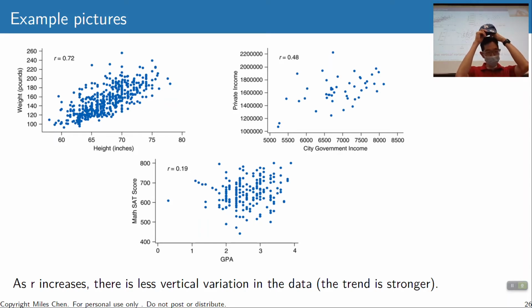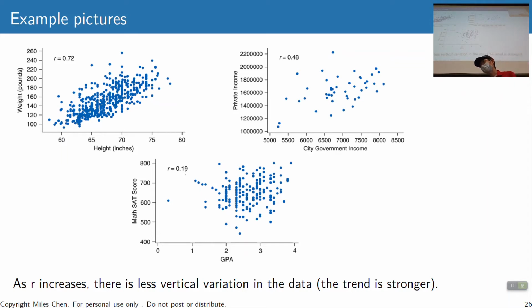Here are examples of linear relationships overall, and we can see that as R increases, the strength goes up, whereas as R decreases, the strength of the relationship goes down, and there becomes more scatter. So here, if we revisit the height and the weight, there's some scatter. Overall positive relationship, we have R around 0.72. More scatter, R is around 0.48. And here, lots of scatter, maybe still a slightly positive relationship overall, R of 0.19.